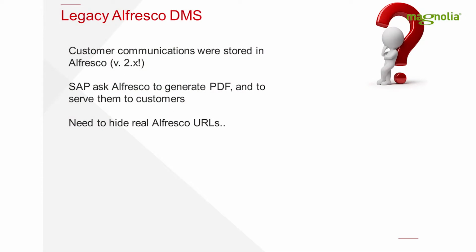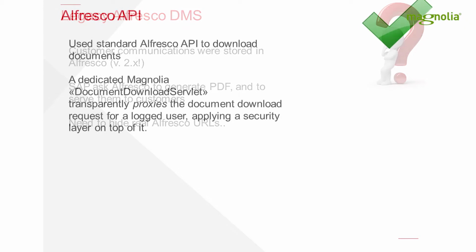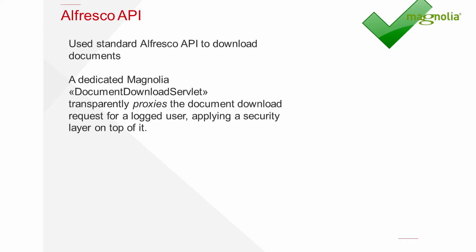They are stored in Alfresco, but unfortunately there is no protection on the data. So basically, SAP asks Alfresco to generate a PDF, store it in its repository, and serve it to the customer. But what happened? This is not secured, so I can download the documents of other people. So we need to hide the real Alfresco URLs and protect access to this sensitive data.